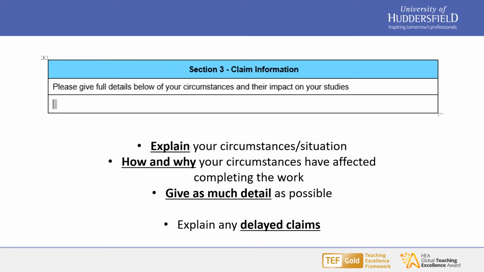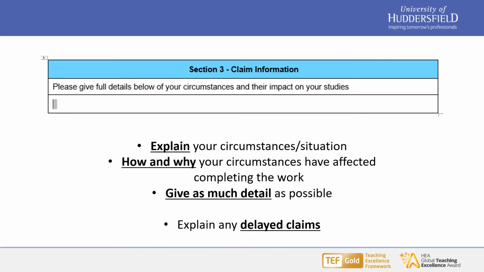Section 3 of the form is where you explain your situation. You need to tell us why and how your situation has affected your ability to complete the work on time. Put as much detail as possible in this section, as the registry team will use this to base their decision. Aim for at least a paragraph to explain what your situation is or was and how it has affected you engaging with the work and submitting the work on time.